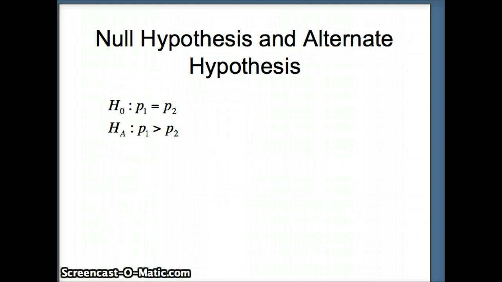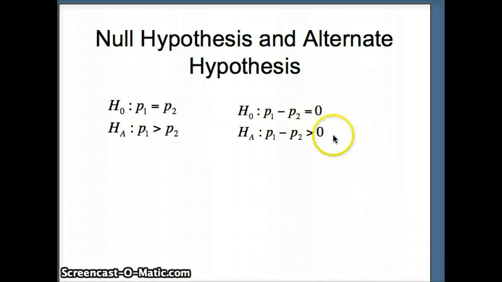So here's our null hypothesis and alternate hypothesis. P1 equals P2, which would mean that the two samples come from populations with the same proportion. Or P1 greater than P2: the two samples come from populations where the first proportion is greater than the second proportion. Now, if we subtract P2 from both sides, we can rewrite H0 and HA. H0: P1 minus P2 equals 0, versus HA: P1 minus P2 is greater than 0.